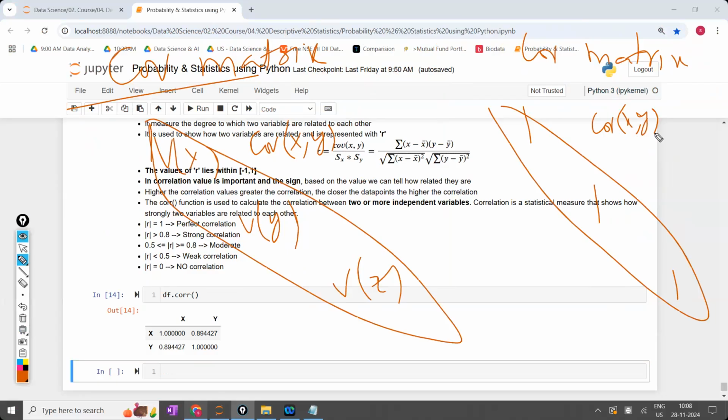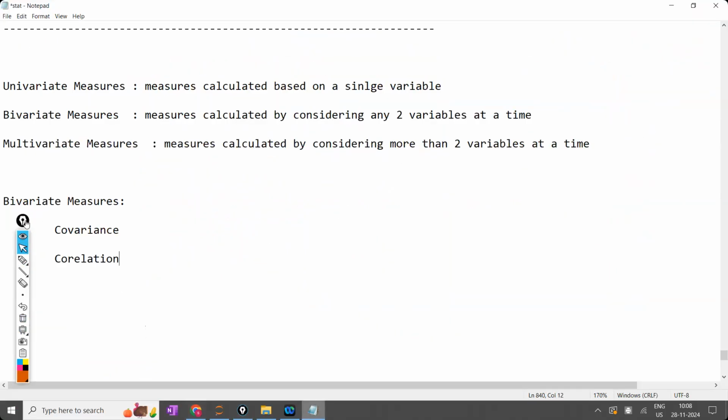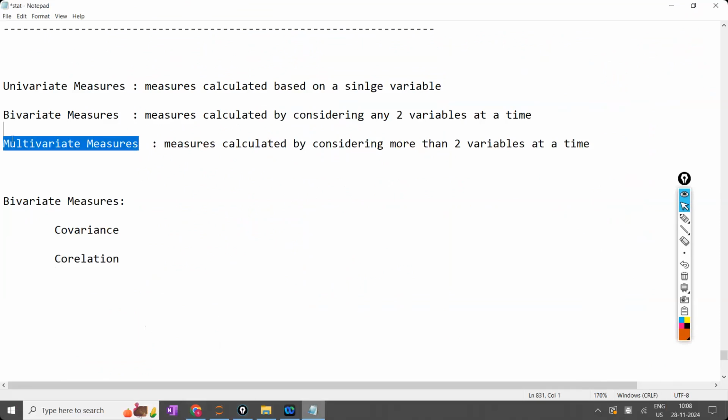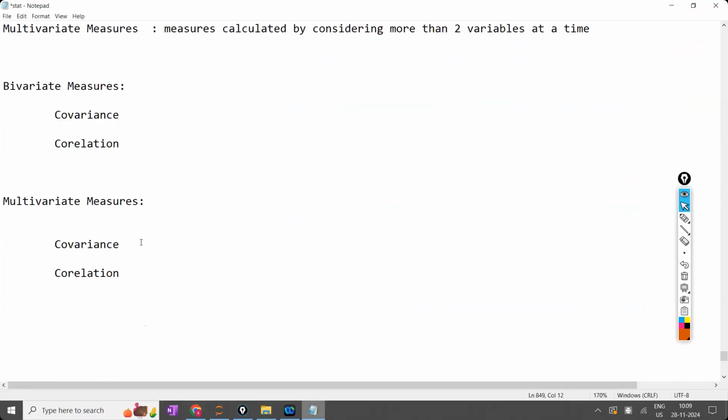Are the points clear? Now coming to the next one, bivariate measures are completed. Now multivariate measures. There is nothing really like multivariate measures. We have the same thing, covariance and correlation, but in terms of matrix. We can't consider three variables at a time and apply a measure on them. So always we have to consider two columns and apply the measure on them, which gives the covariance matrix and correlation matrix.